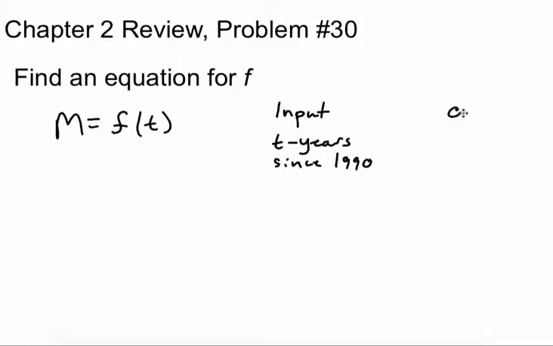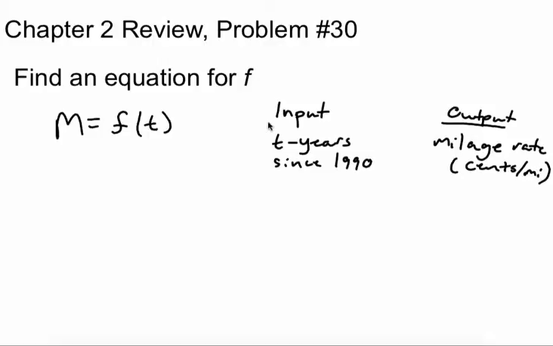And the output will be the mileage rate. And that will be in cents per mile. Cents per mile. All right. So that's what the function does. Just as a reminder, the input, we call it the domain, and the output, we call it the range. Those are the formal names for the input and output.